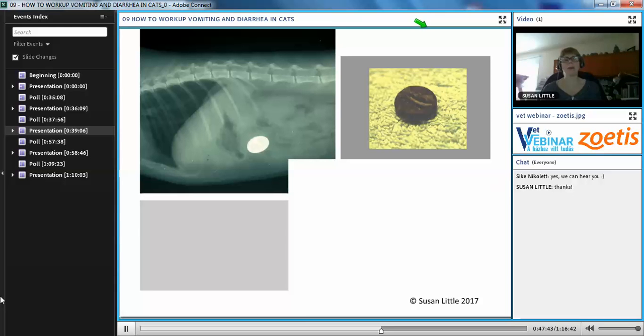So just a couple of examples. So this is a cat, a chronic vomiting cat that had actually swallowed a button that had a metal center to it.